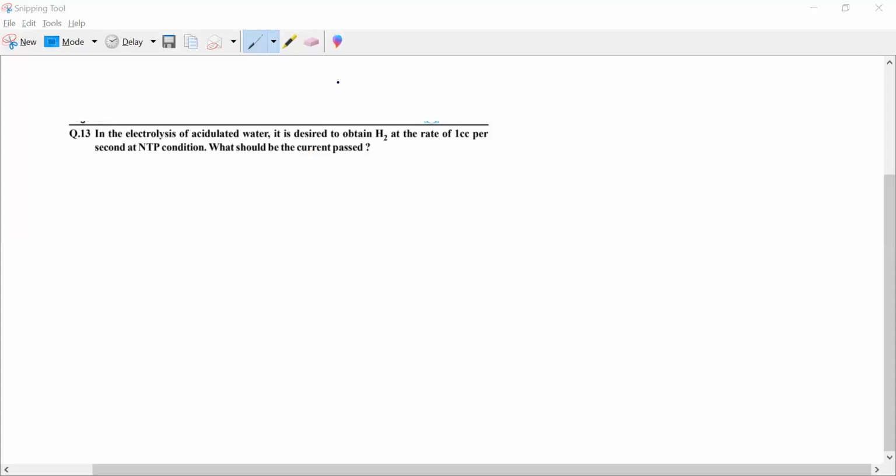Yeah, this question. In the electrolysis of acidulated water, it is decided to obtain hydrogen at the rate of 1 cc per second at NTP condition. What should be the current passed?